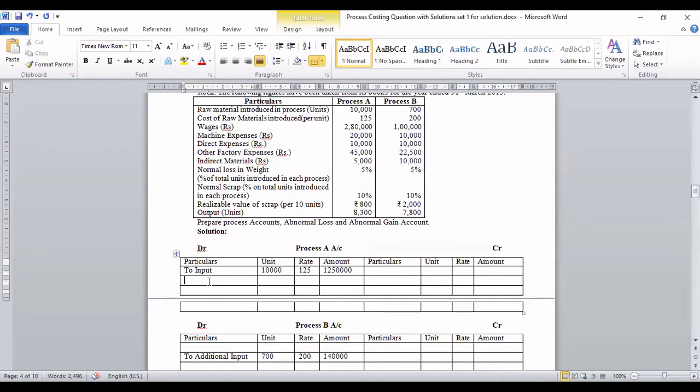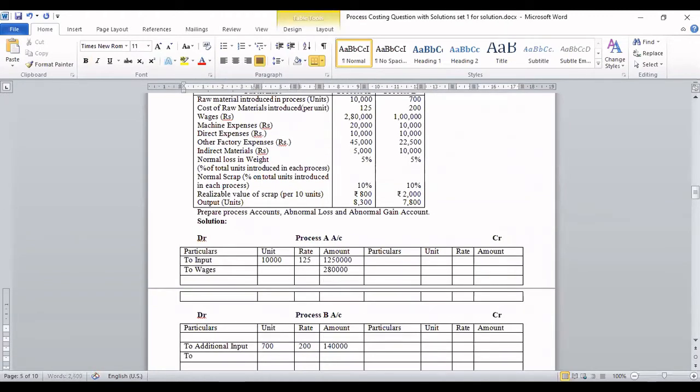So start recording wages, and you know why I have left this first line blank. Yes or no? Come on, everyone. To record what? Output. Input from output, or we can say output of process A. That is correct. No problem. Fine. So here, bacha, come on. To wages. What is the amount given for wages? 2,80,000. Very good, bacha. And for process B, 1 lakh. Okay. So it is 1 lakh rupees.